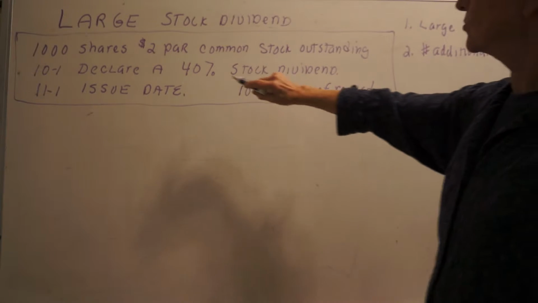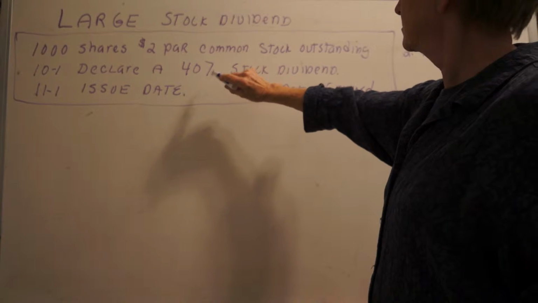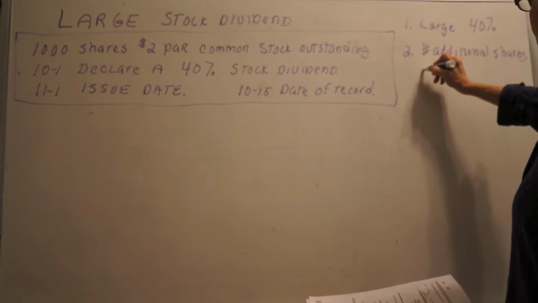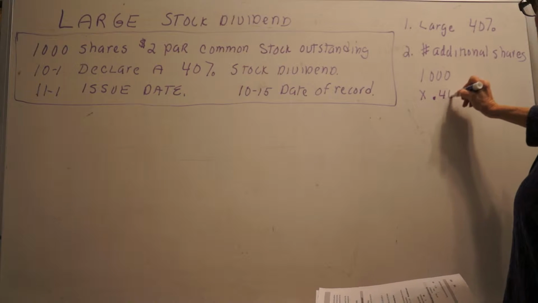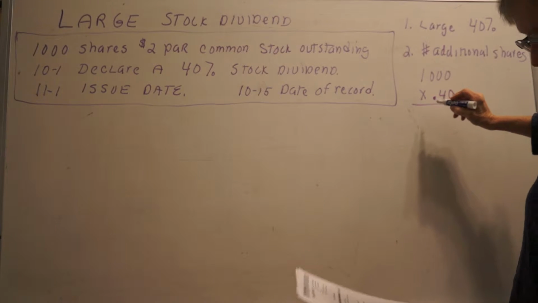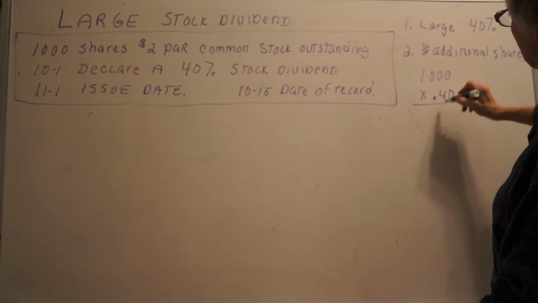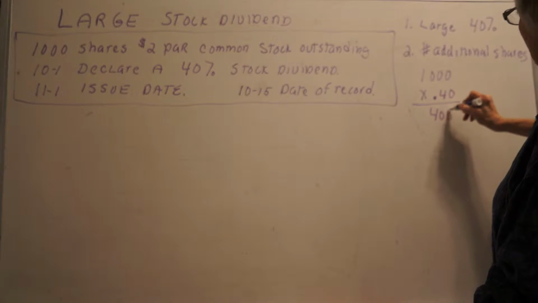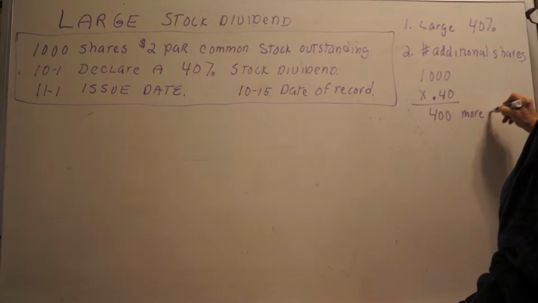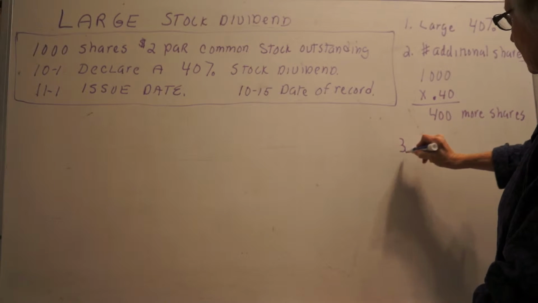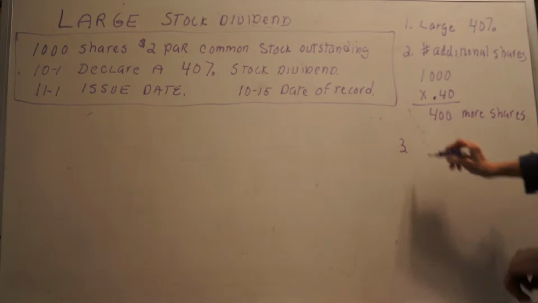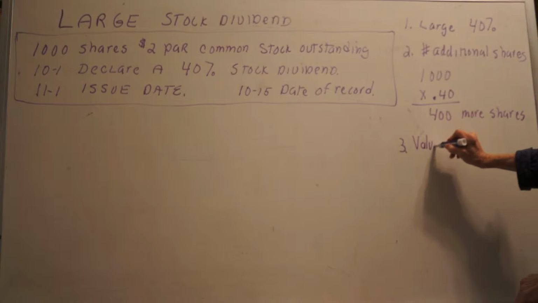Well, right now we have 1,000 shares outstanding. And we are doing a 40% stock dividend. So we would be issuing 400 more shares. Okay, so number 3, the value of the stock dividend.